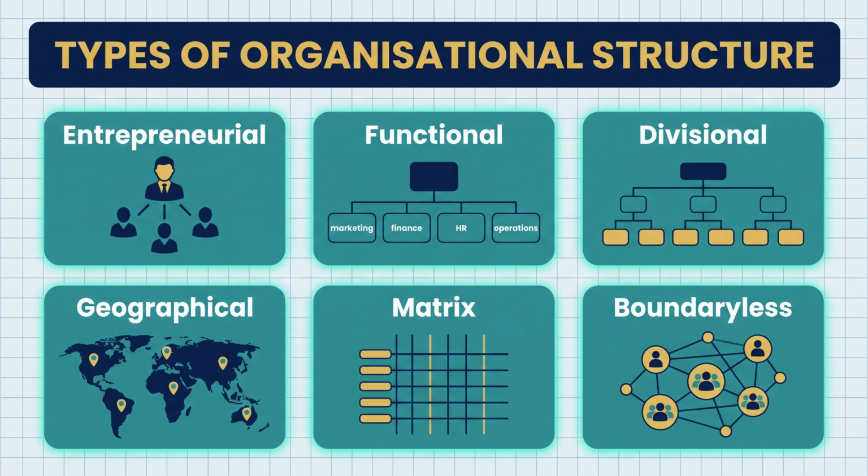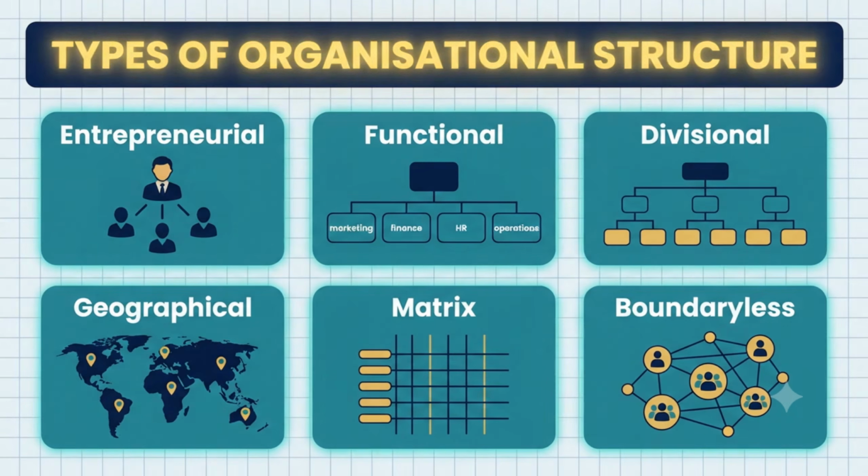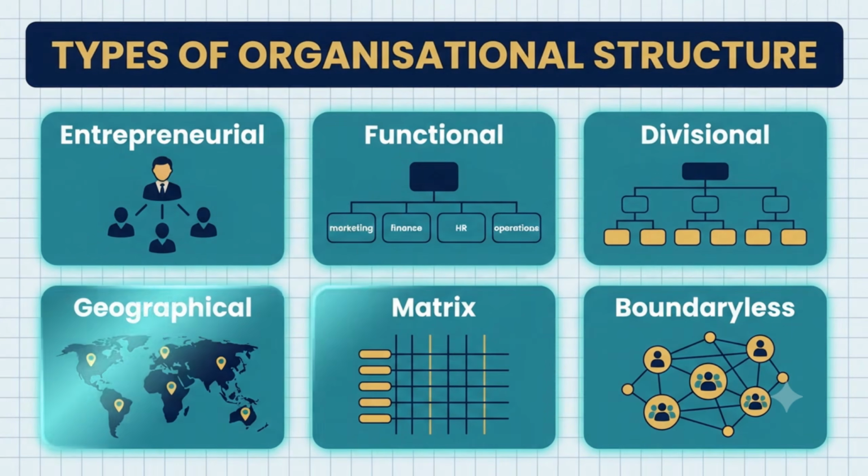In this video, I'm going to walk you through 6 types of organizational structure: entrepreneurial, functional, divisional, geographical, matrix, and boundaryless. Let's get into it.